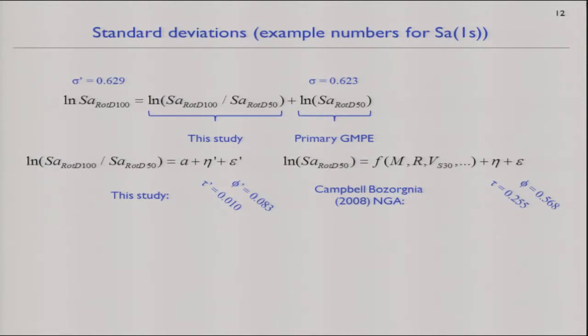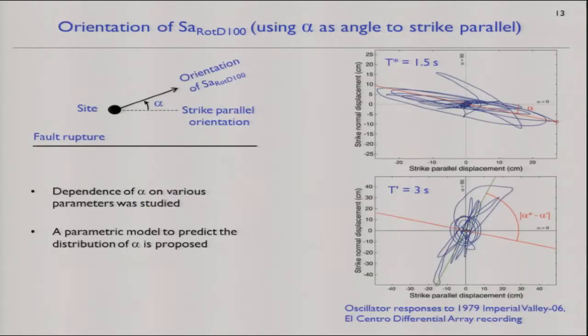But with respect to engineering use of ROT-D100 spectral accelerations, we looked at a couple other things. One was the orientations of these ROT-D100 spectral accelerations. Are there preferential orientations in which the larger spectral accelerations are seen?